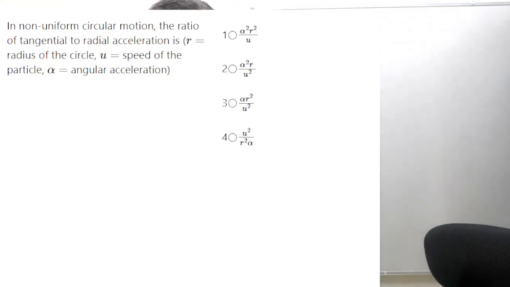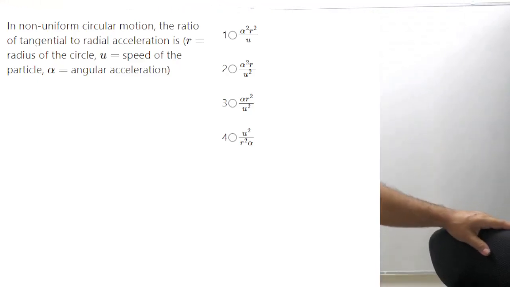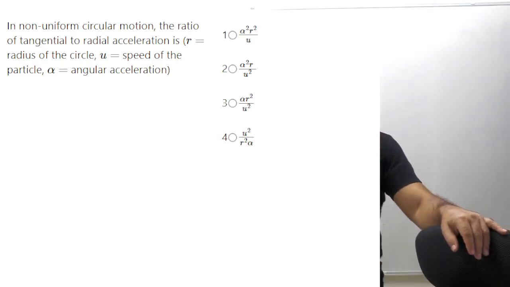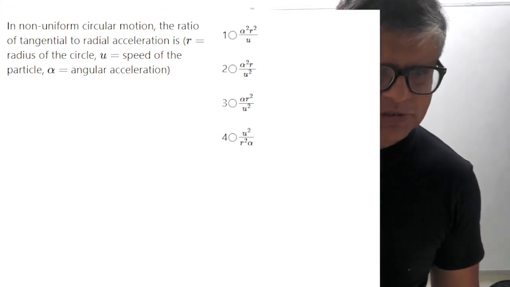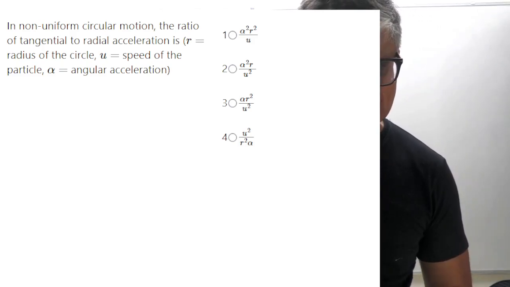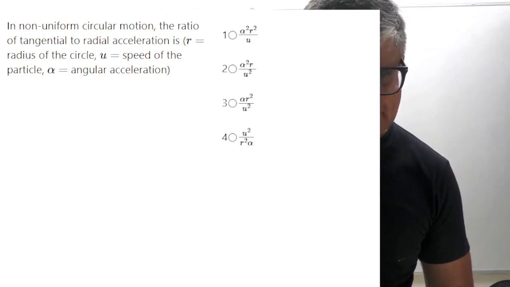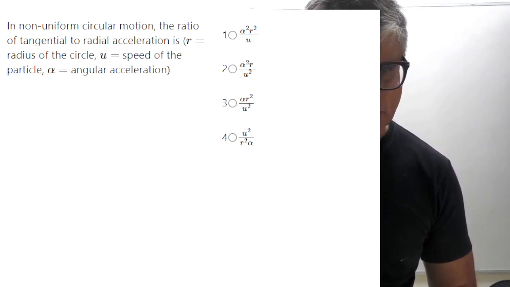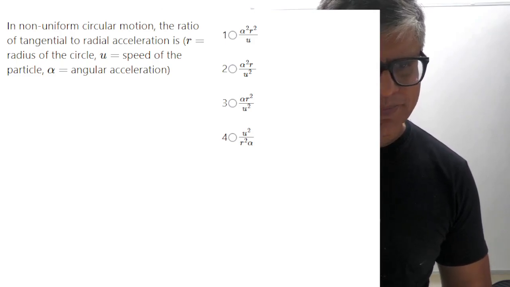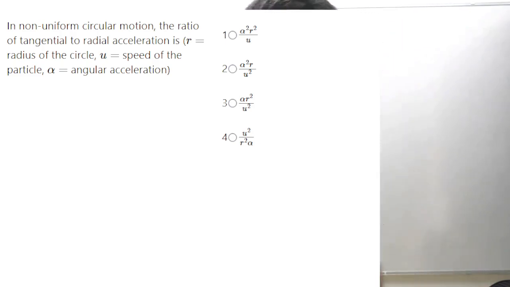All right, students. So read this question first, and then we will discuss this. Okay. So the question is, it's a case of non-uniform circular motion. The ratio of tangential to radial acceleration, you have to find that, right? So the speed of particle is u. R is equal to the radius of the circle.